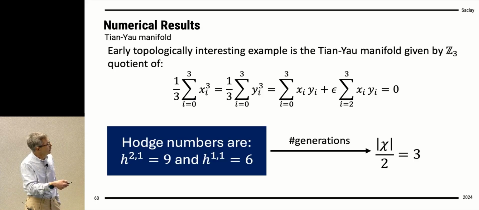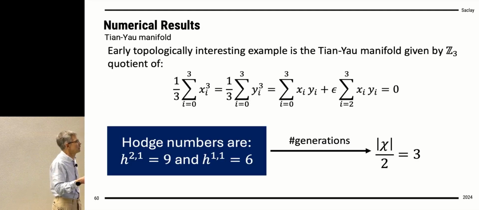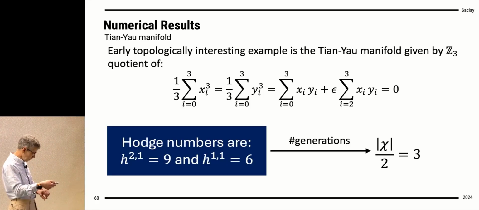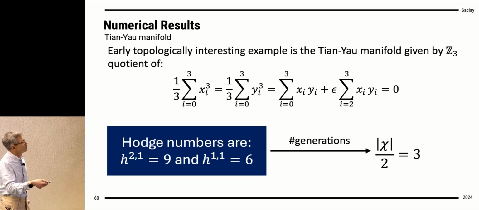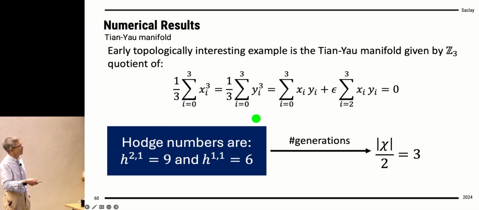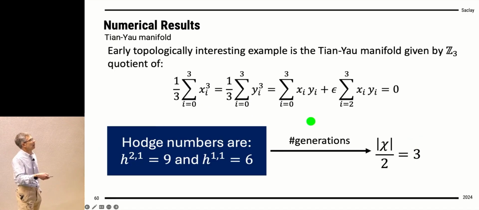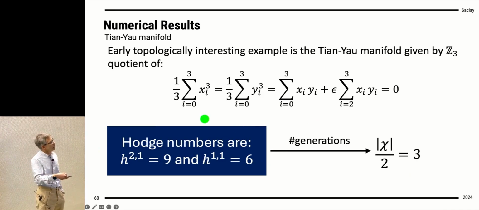Now, the final thing is this not very realistic, 3-generation Calabi-Yau manifold. I think we started a little bit late, but this is an example where the Euler number divided by 2, so the number of generations, is 3. This is one of the very first manifolds that was studied in the mid to late 80s.